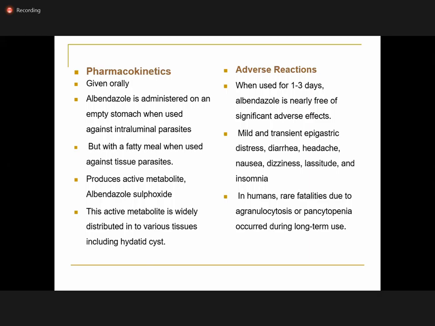So that is why we give it on an empty stomach, so there is least absorption from the intestine, and maximum drug would be available within the lumen, right? So maximum concentration is available, and we produce maximum activity. But if we are going to use albendazole against tissue, like for example the larva which is present in, suppose, the brain and any other tissues, right?